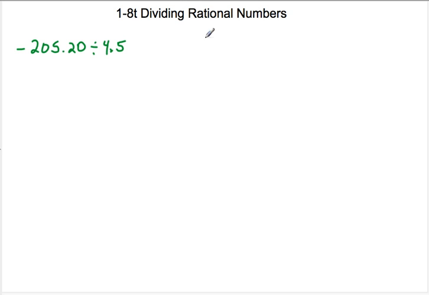So first of all, we need to do our house division here. So I'm going to forget about the negative for now, and then we'll put it back in later, or we can actually put it into our answer already. We know it has to be a negative answer. So now we just have to do 205.20 divided by 4.5. As you remember from earlier in the year, we have to move the decimal over, and so we're actually dealing with 2052 divided by 45.